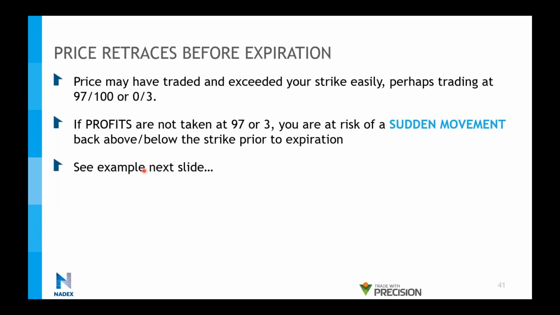Price retraces before expiration. Price may have traded and exceeded your strike easily, perhaps trading at 97, 100 or 3. If profits are not taken at 97 or 3, you still have that risk of a sudden movement back above and below the strike price prior to expiry. Let's have a look at this example here.